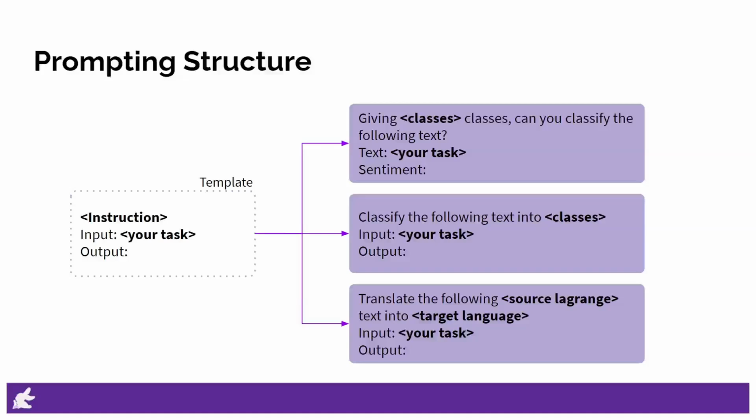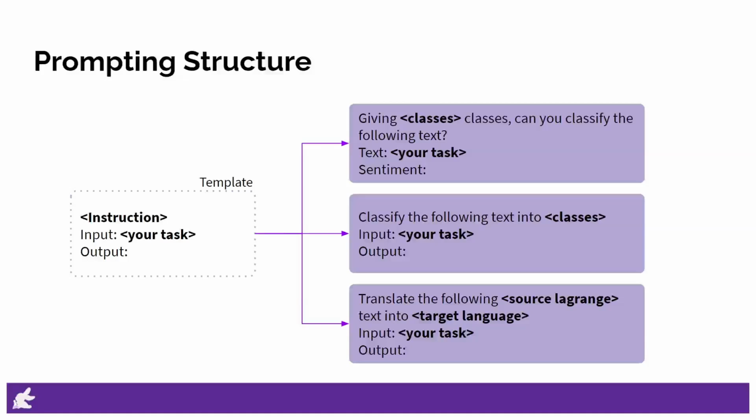A typical prompt should include the instruction with required classes and the input text. For instance, we can ask the model to classify the given text into specific labels by providing the necessary classes and the input text. You can structure your prompt in any way you prefer, as long as it effectively conveys the required information to the model.